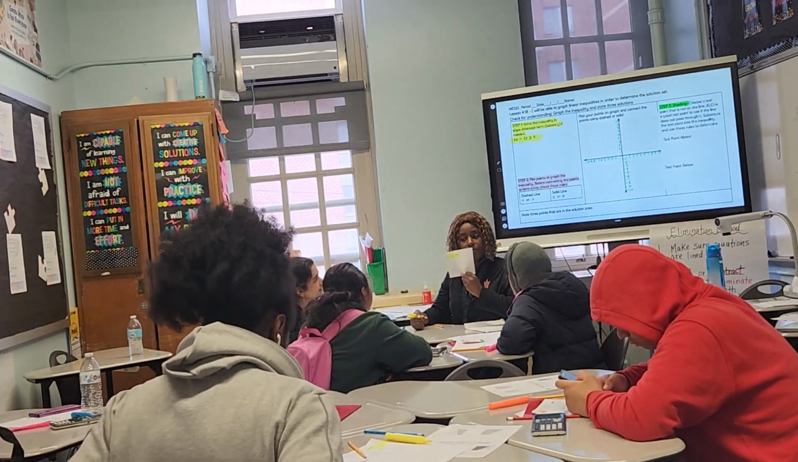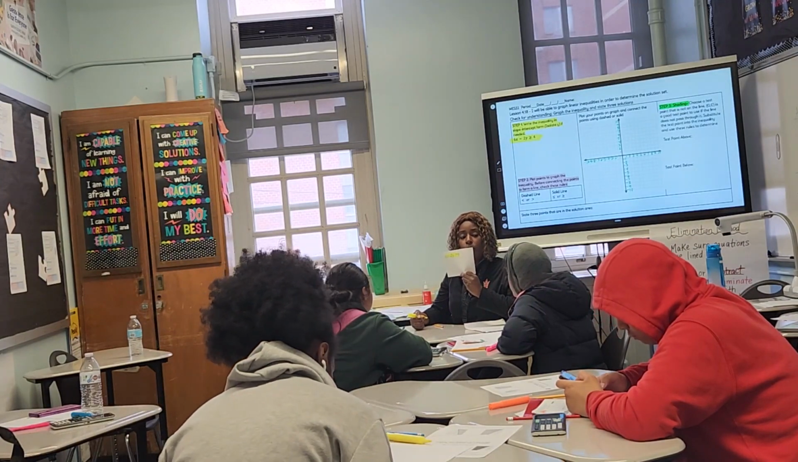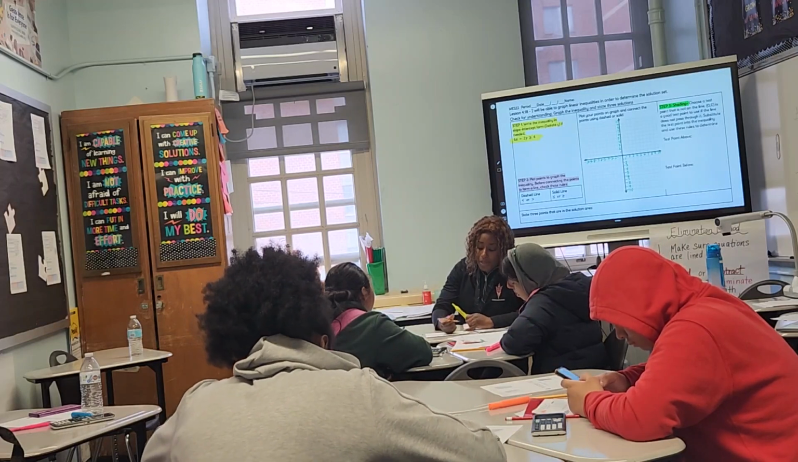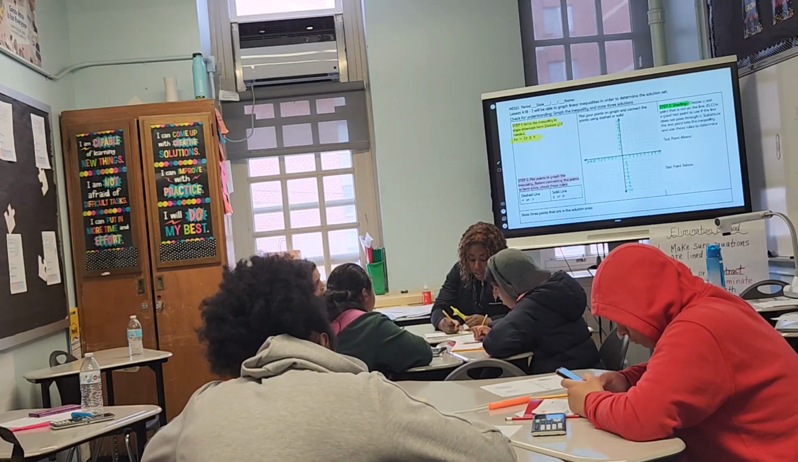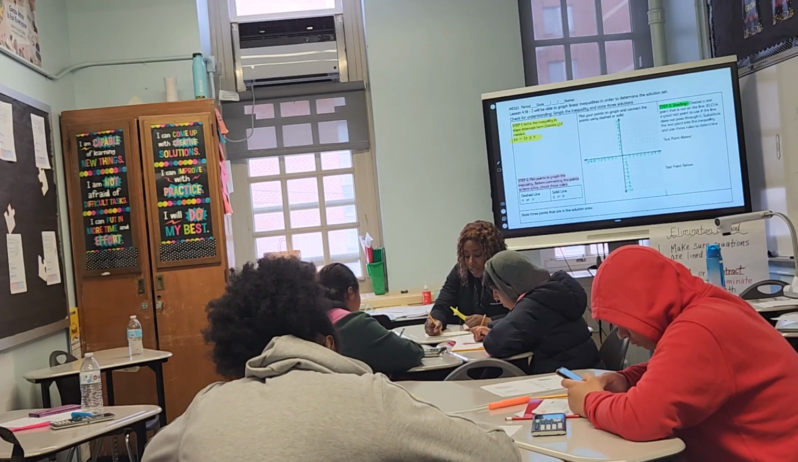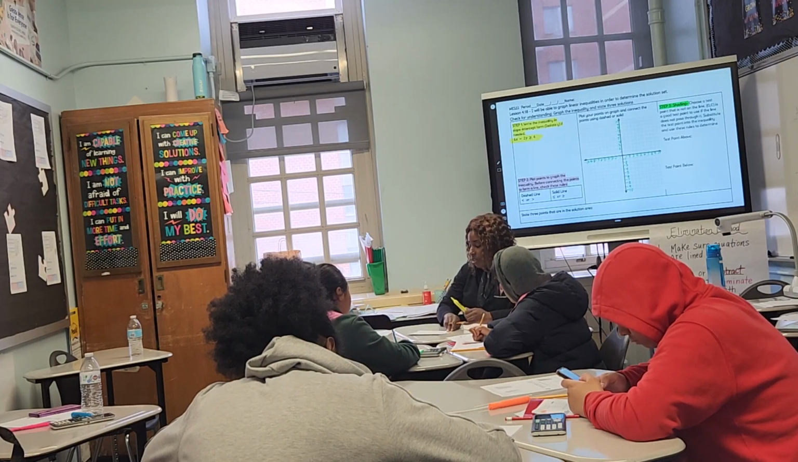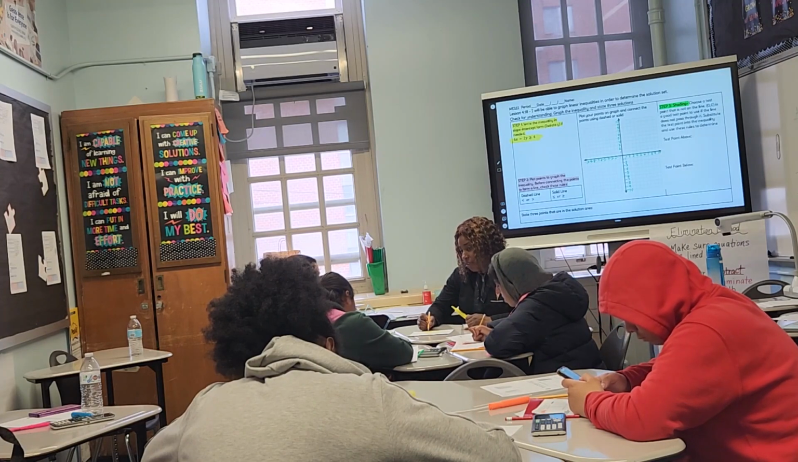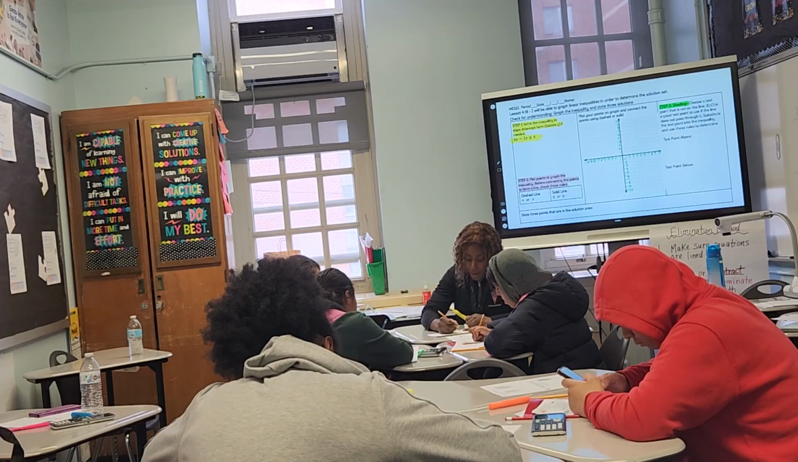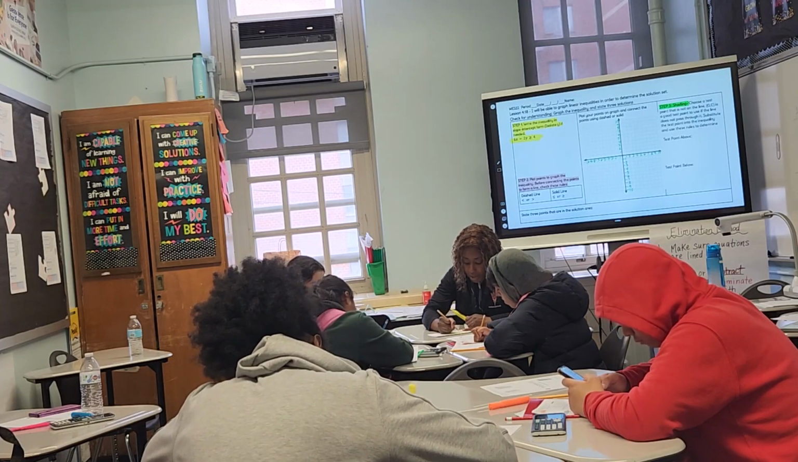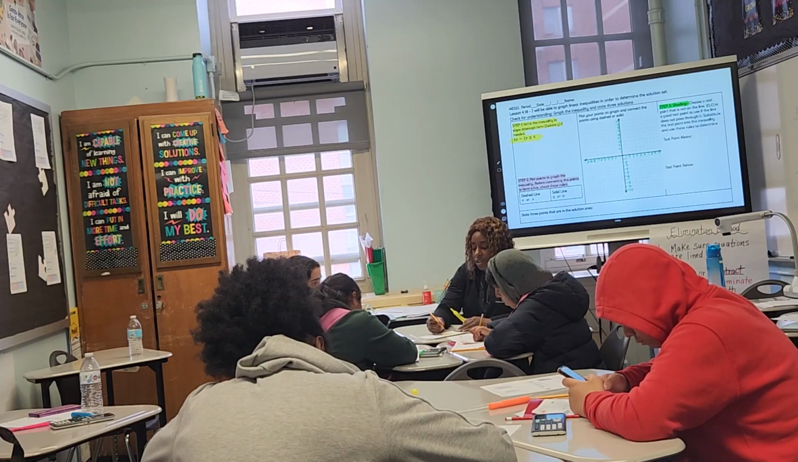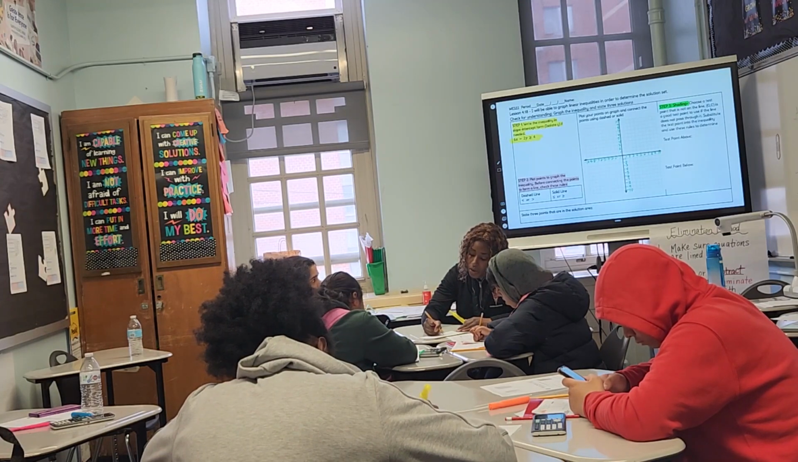I want to get the y by itself, so I have to get rid of the 6x. So what am I going to do? I'm going to subtract 6x from both sides. Good. So now, what am I left with on this side? Negative 2y. And then our symbol that they give us is what? The greater than or equal to.